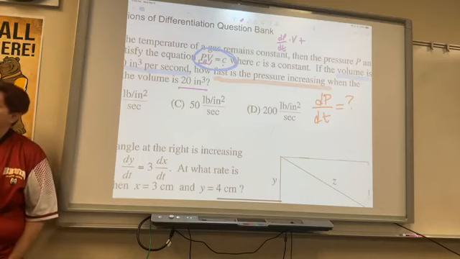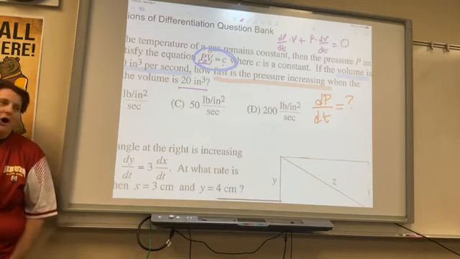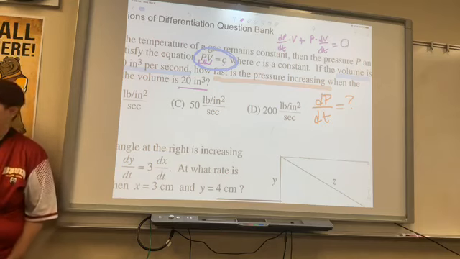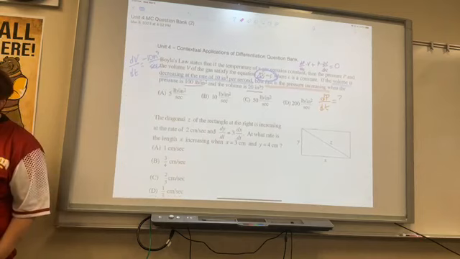Again, everybody. Okay, so derivative of the first times the second, plus the first times the derivative of the second. And you guys, what's it going to equal? 0. Right, because it's a constant. Derivative of a constant is 0. dP/dt is what we're looking for.